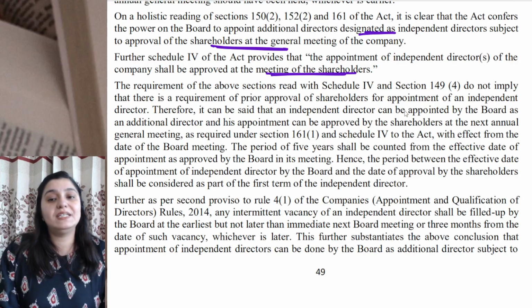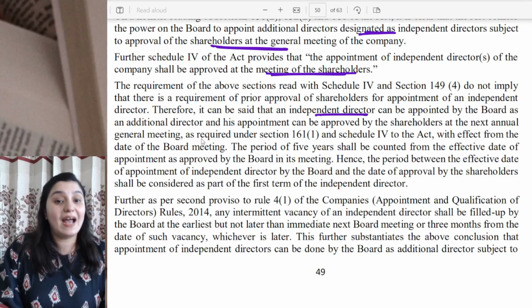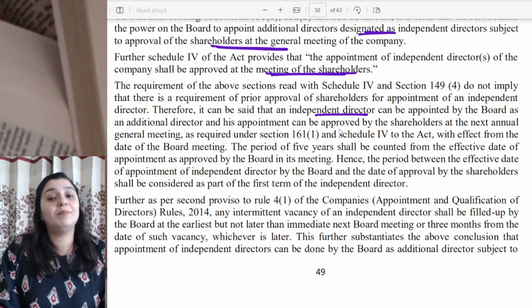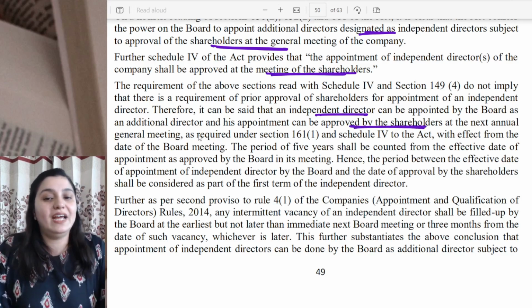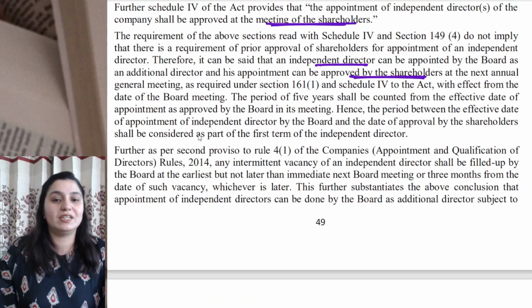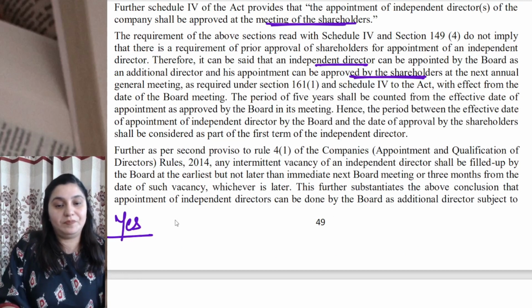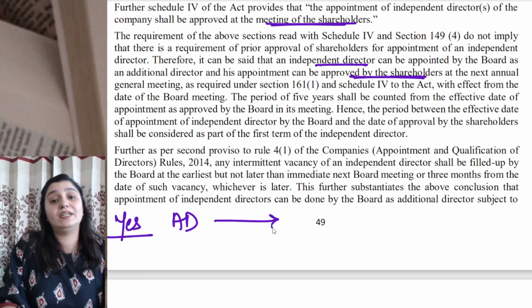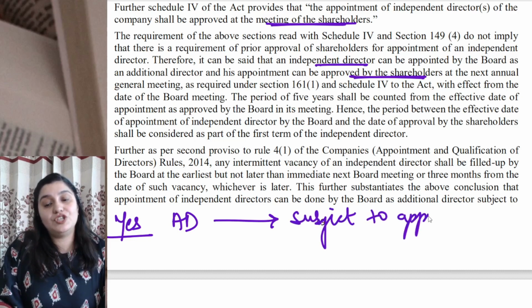Therefore, it can be said that an independent director can be appointed by the board as an additional director and his appointment can be approved by the shareholders at the next AGM. So in this way, we conclude that yes, an independent director can be appointed as an additional director, provided that it will be subject to approval in the general meeting.